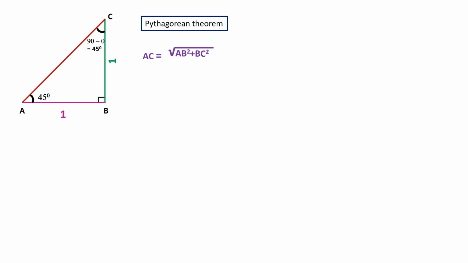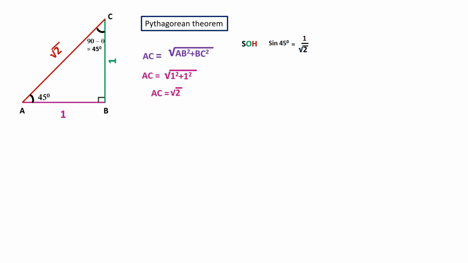So we have from the Pythagorean theorem, AC is equal to the square root of AB square plus BC square. Substitute the values of AB and BC as 1. Then you can find the value of AC as root 2. So we have the hypotenuse here equal to root 2. Now find sin theta. Here theta is 45 degrees and we know that sin theta is equal to opposite side by hypotenuse. That's why we can write sin 45 as 1 by root 2.